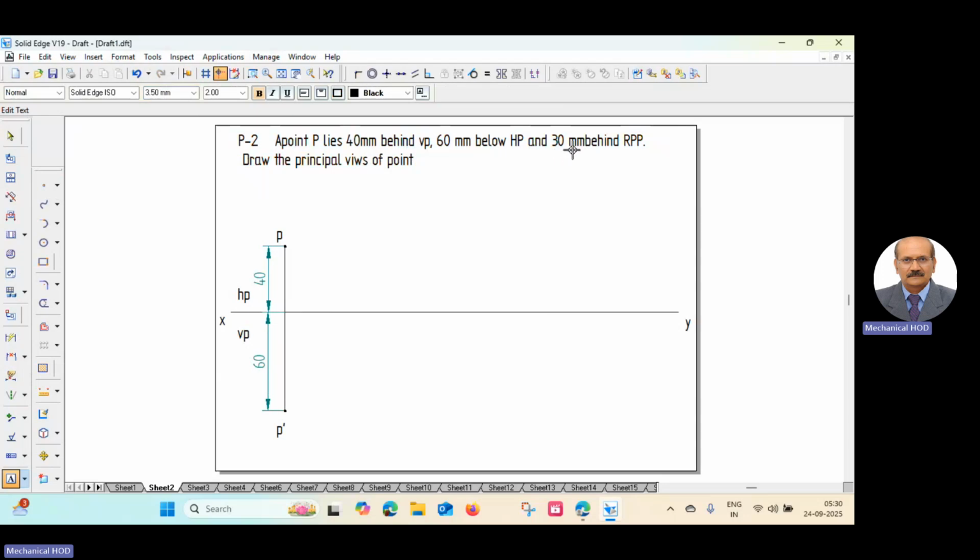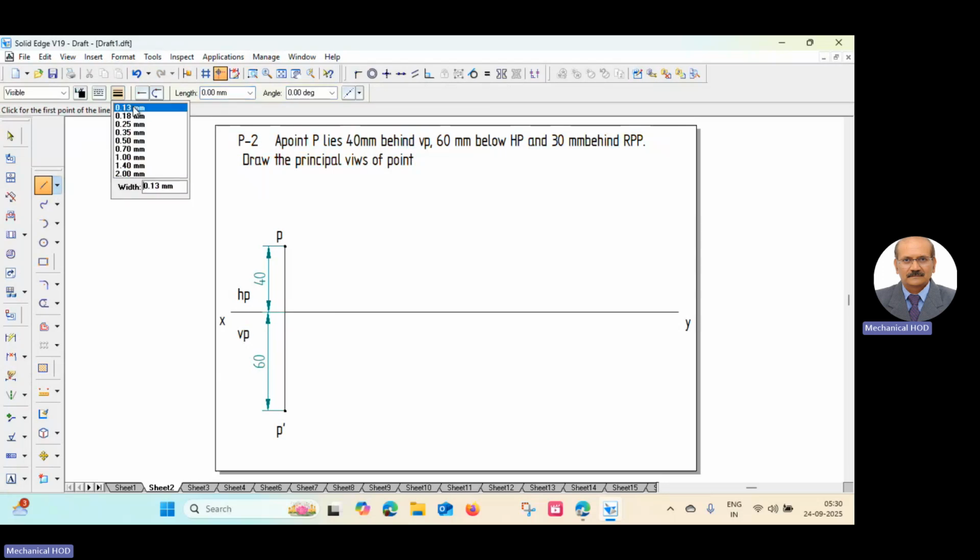For that, we have to draw the profile plane. Data given is 30 mm behind RPP, right profile plane. To draw the right profile plane at a distance of 30 mm from the projection line. The vertical line P dash is called the end projector.